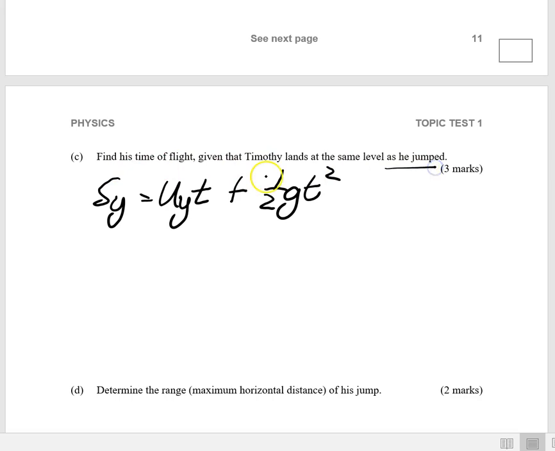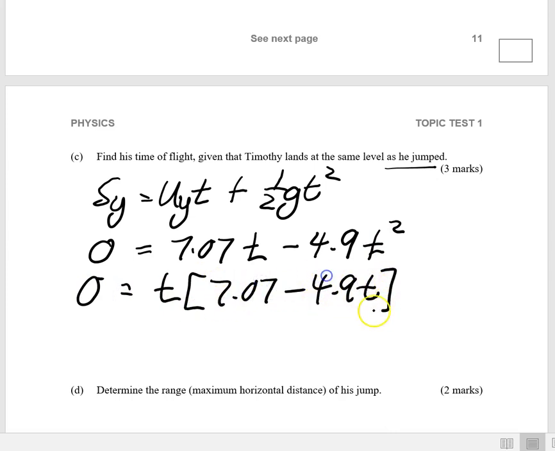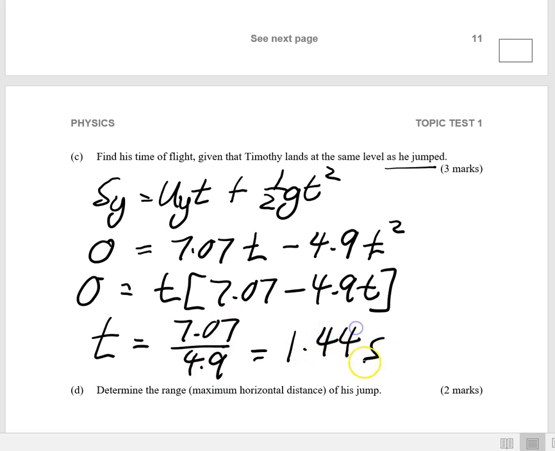When he lands on the same ground, the sy is 0 because he does not gain any vertical displacement. So 0 equals uy, 7.07, times t, plus half g t squared. g is negative 9.8, so it will make it minus 4.9 t squared. What I can do next is factorize the t. One answer, t equals 0, definitely is not the one that we want. The answer is 7.07 divided by 4.9. This is the answer that we want, 1.44 seconds.